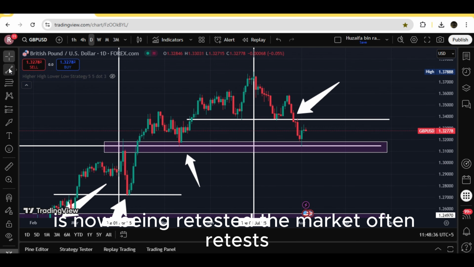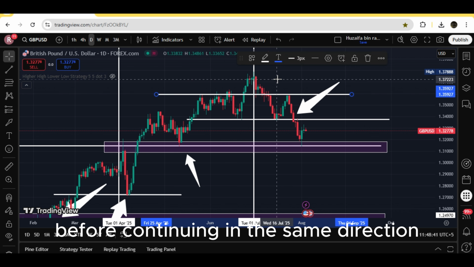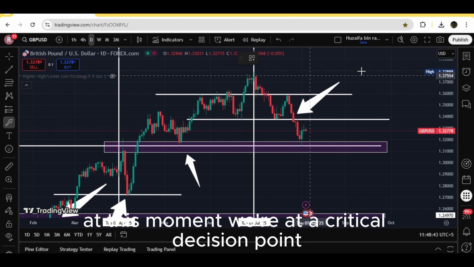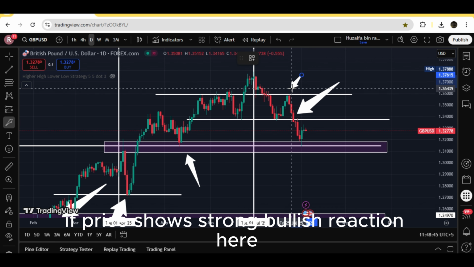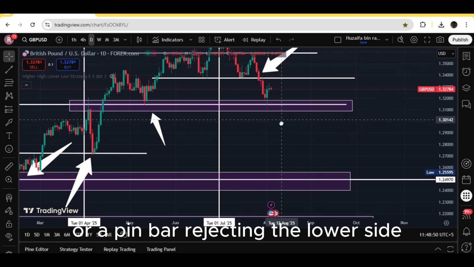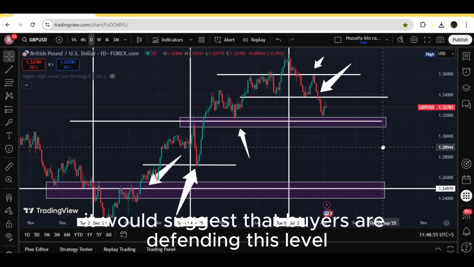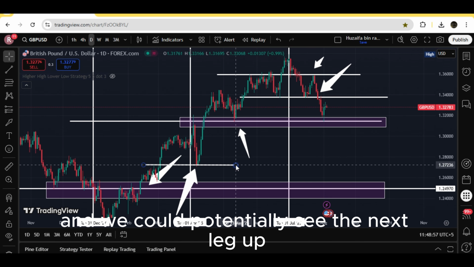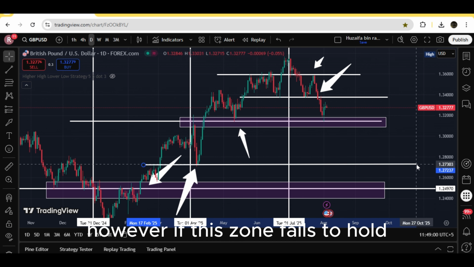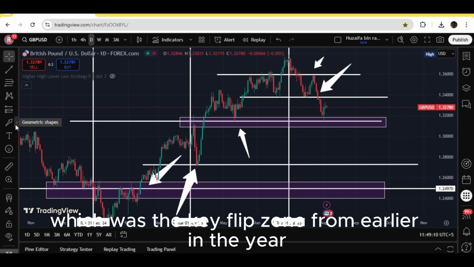The market often retests such zones to confirm their strength before continuing in the same direction. At this moment, we're at a critical decision point. If price shows strong bullish reaction here, such as a bullish engulfing candle or a pin bar rejecting the lower side, it would suggest that buyers are defending this level and we could potentially see the next leg up. However, if this zone fails to hold, the next major support lies around 1.24972, which was the key flip zone from earlier in the year.